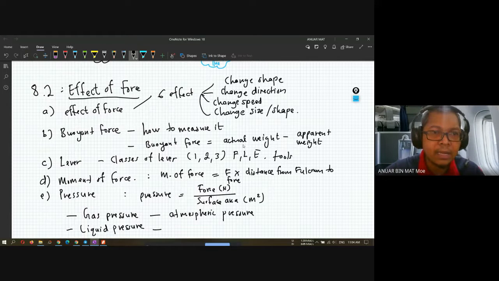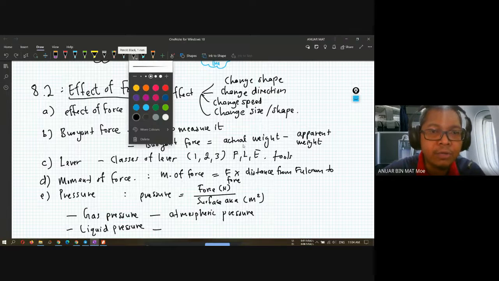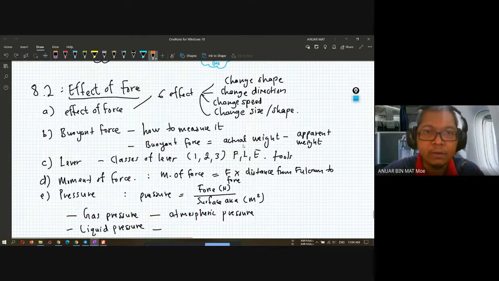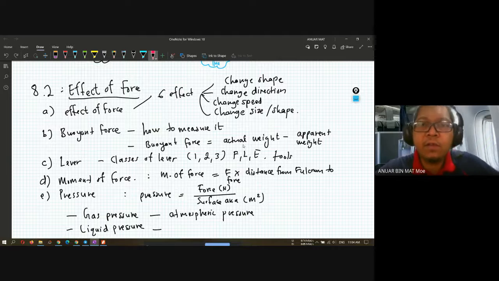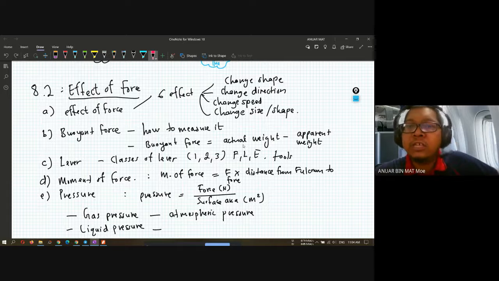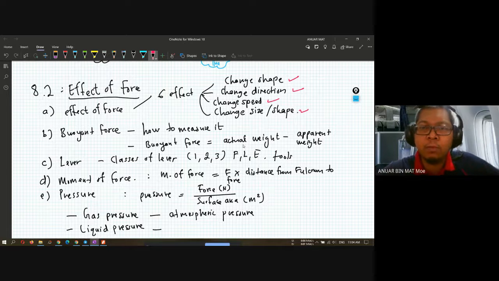Number 1, the effects of force. There are 6 effects. Make sure you remember this. For example, I only write 4, but you can look at it later: change the shape, change the direction, change the speed, change the size and the shape of the object. There are another 2 in your textbook.